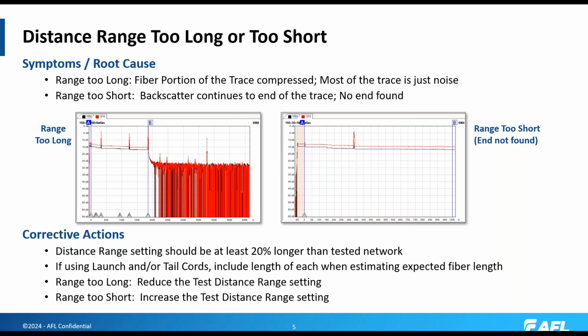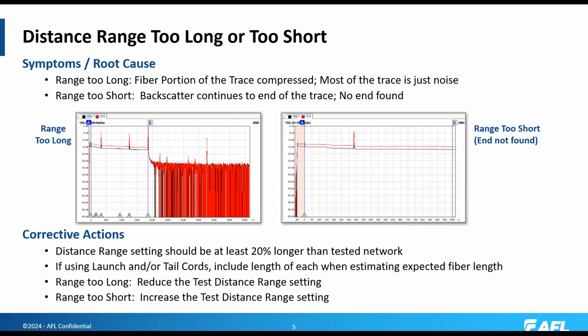Corrective actions: make sure that your distance range setting is at least 20% longer than the tested network. If you are using launch or tail cords, make sure you include the length of those when estimating the expected fiber length. So if you had a 2-kilometer network, but you're using a 150-meter launch cord plus a 150-meter tail cord, you need to be 20% longer than that 2.3 kilometers. With the extra launch and tail cord, the total length grows a little bit.